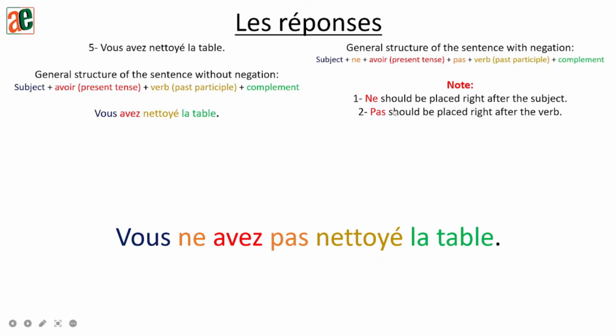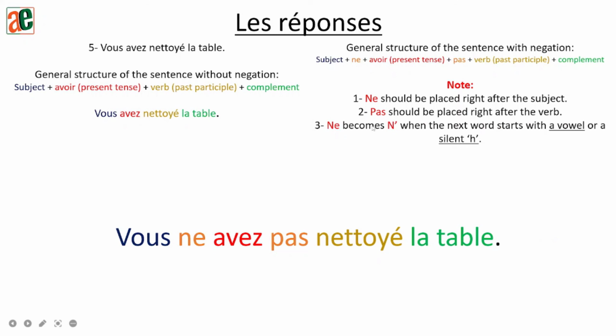So again, ne should be placed right after the subject and pas should be placed right after the verb. So here the verb is this part, that's why you are putting pas after, because here we have the past participle form, which is not conjugated part exactly, it's the past participle form. The conjugated verb here will be avoir, if you want to understand it properly. So here we are going to put our ne after the subject and pas after the avoir conjugation. So, vous ne avez pas nettoyé la table. Okay, vous ne avez pas nettoyé la table.